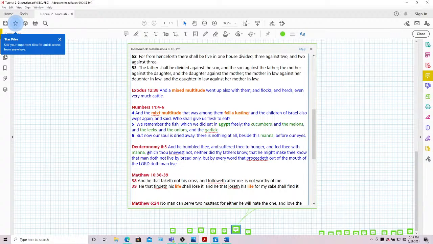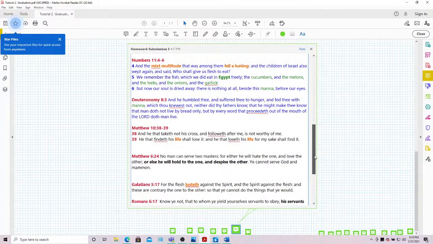So going to Deuteronomy chapter 8, verse 3: "And he humbled thee and suffered thee to hunger." He's trying to put your flesh to death. And when you hunger, he wants to feed you with his manna. "And fed thee with manna, which thou knewest not, neither did thy fathers know, that he may make thee know that man doth not live by bread only, but by every word that proceedeth out of the mouth of the Lord doth man live." And we have more. Once you get this knowledge, you have to make a clear, conscious decision on what you want to do.